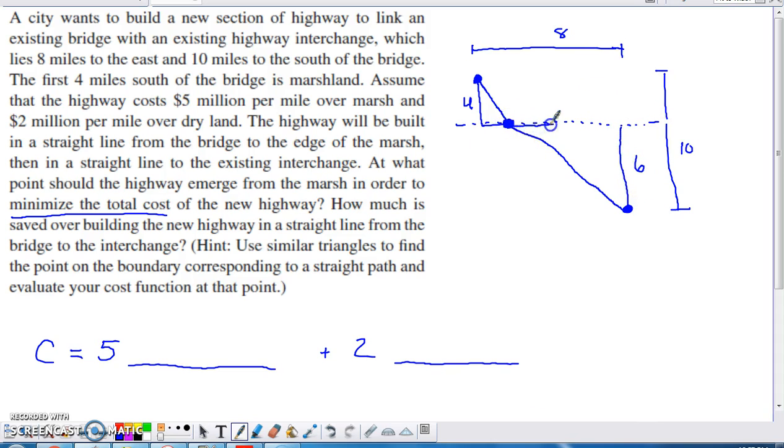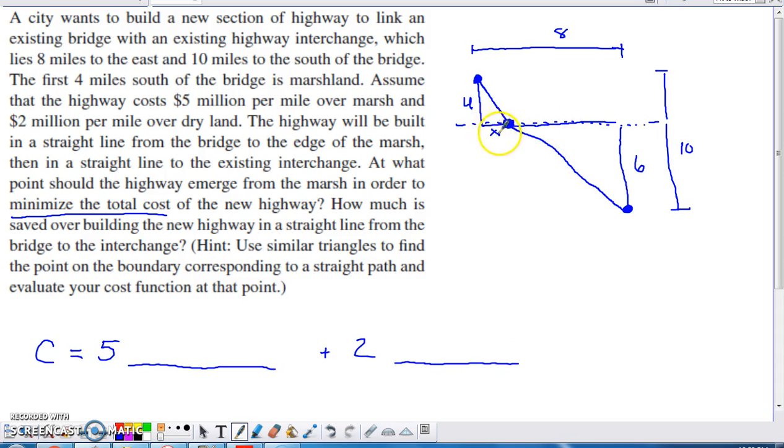And so what we basically have here are these two right triangles. It'd be nice if we knew what the length of this leg was and what the length of this leg was, because if we did, we could just use the Pythagorean theorem to figure out what's going to go here and what's going to go here. And if you think about the question, it's at what point should the highway emerge from the marsh in order to minimize cost? We're trying to determine what this value is. So I'm going to assign that a variable x.